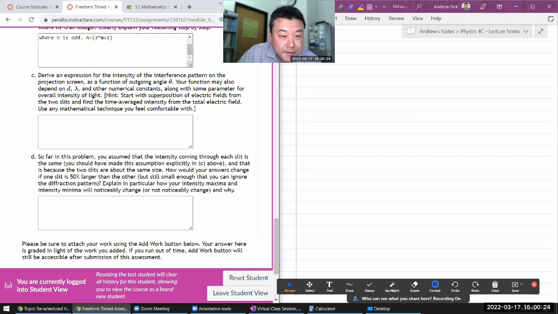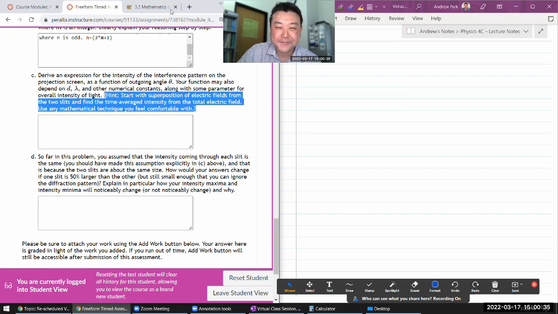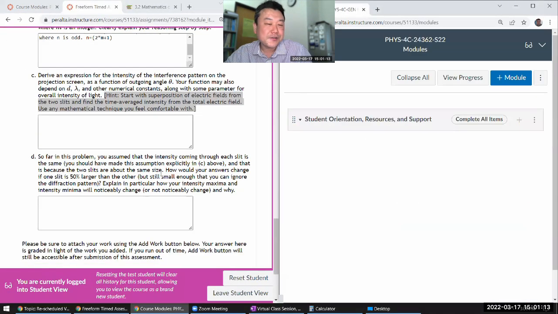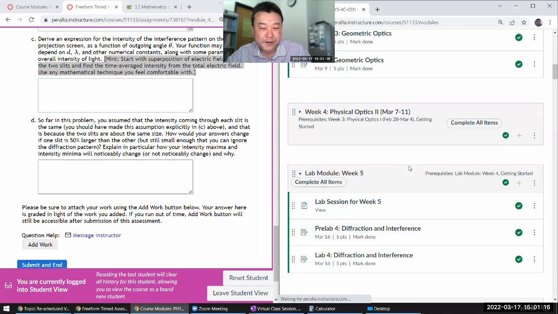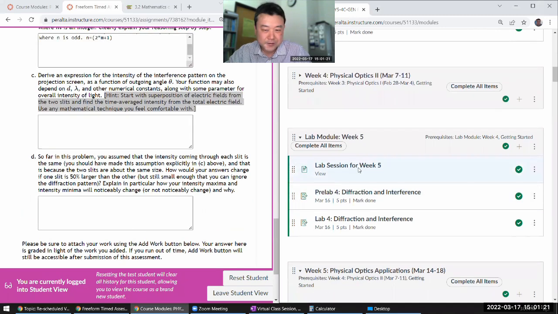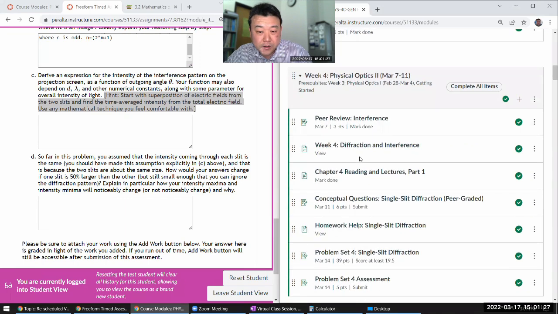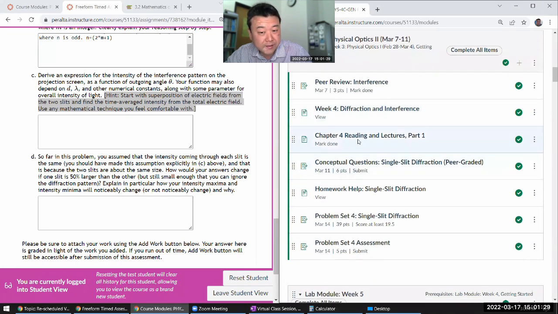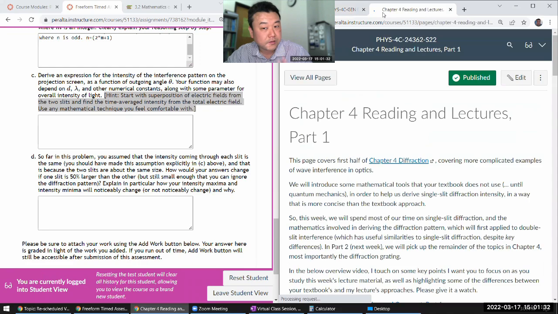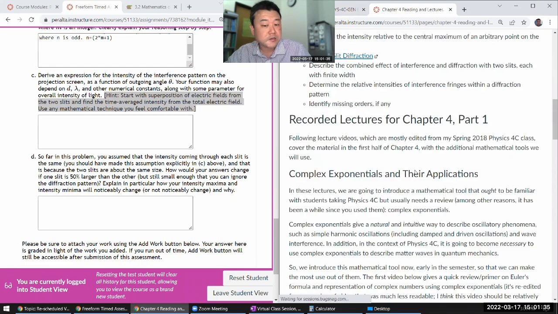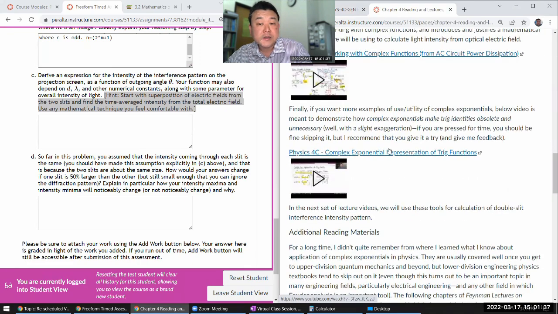Derive an expression for the intensity of the interference pattern on the projection screen as a function of outgoing angle. So it's basically asking you to review your lectures and study before you start. These parts of the questions are basically asking you to reproduce some of the derivations that are done here. And I think the easiest version of the derivation to reproduce is the one where I use complex exponentials.